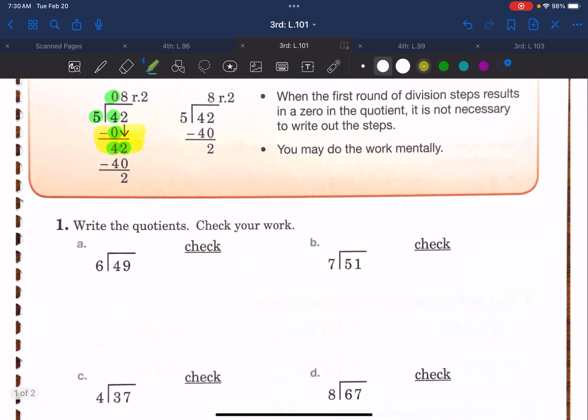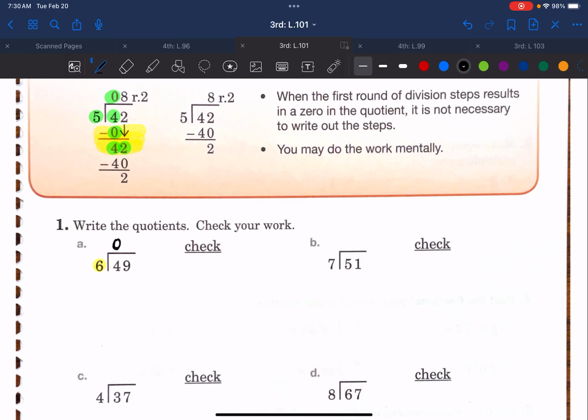So in this first problem here, we have 6. How many groups of 6 can you make from the number 4? Well, you can't make any groups. It's 0. So I know that since it's 0, I'd be doing 6 times 0, and that would be 0. I'd write it, I'd subtract it, I'd say 4, bring down my 9. Well, look, this number is the same as this number right here. So I'm going to just not do that. I'm going to erase that.